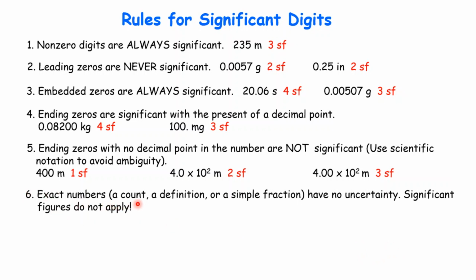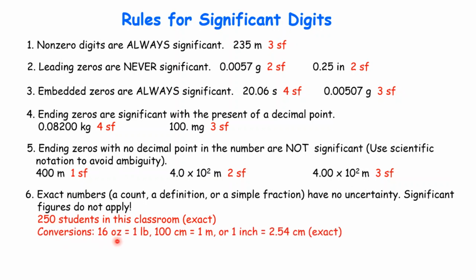Exact numbers, like the number obtained by counting or definition and so on, they have no uncertainty. So significant figures do not apply. Like, for example, there are 250 students in this classroom. That's an exact number. So the best you can do if you really want to give a sig fig, then you have 2 sig figs, because there's no decimal point in there.